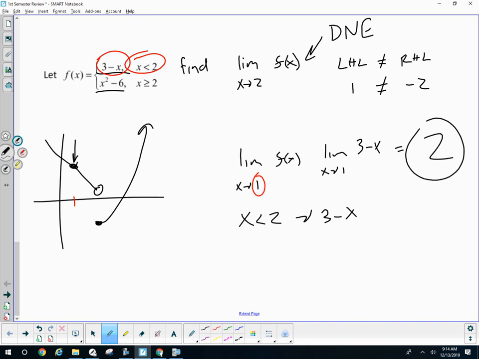Okay, so be careful with piecewise functions. You don't have to plug into both all the time. It's all about which piece should we use, or are we at a location where we need to use both pieces.